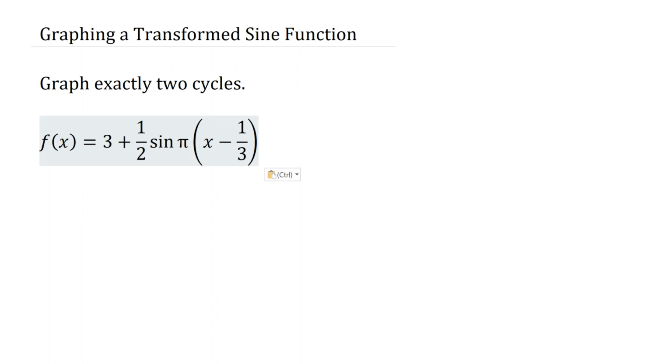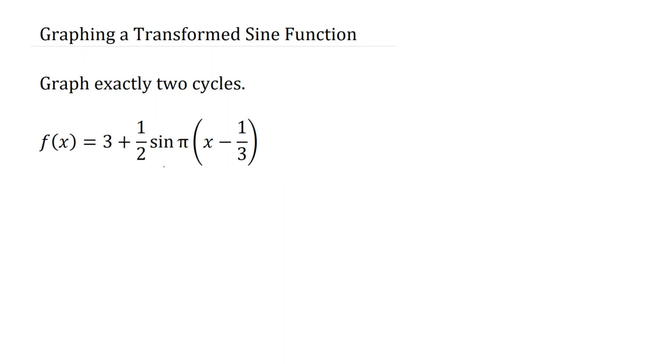Now we look at graphing a sine function that has transformations also. So the problem we're interested in is this: graph exactly 2 cycles of 3 + 1/2 times the sine of pi times the quantity x minus 1/3. It's about as complex as they get.